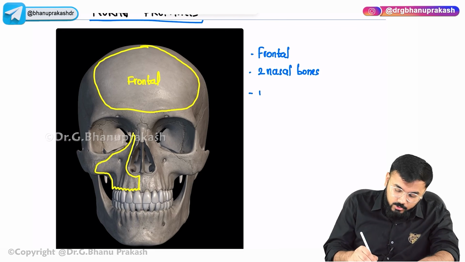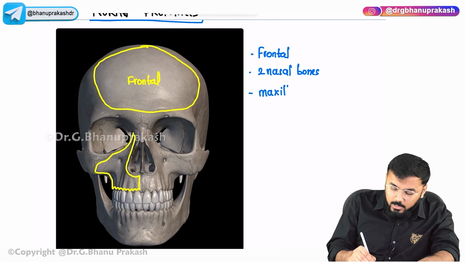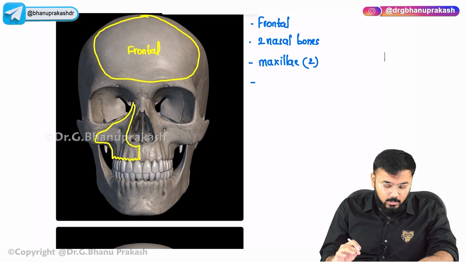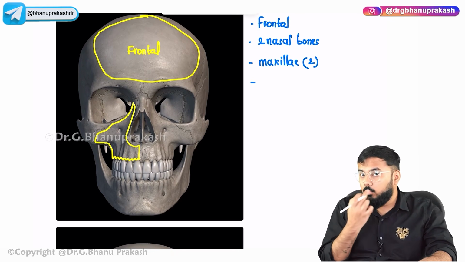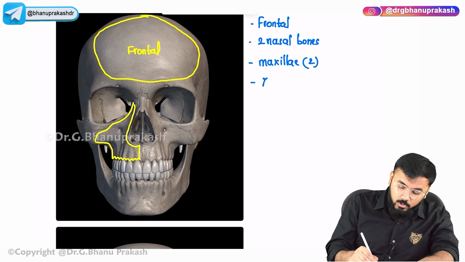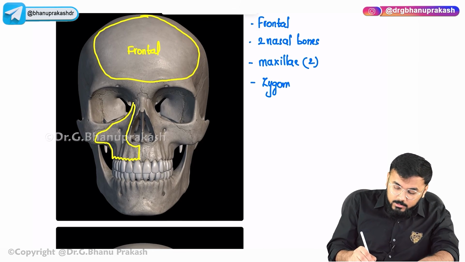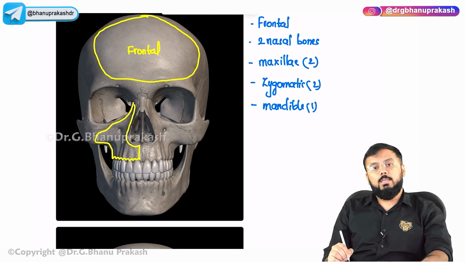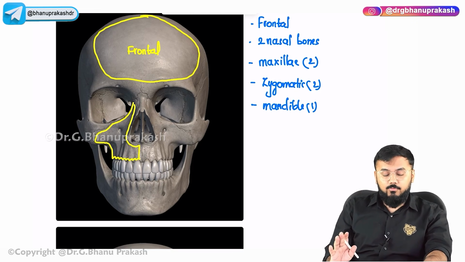Third important thing is you have got the maxilla. How many maxillae are there? There are two maxillae over here. Next, how many nasal bones we discussed? How many zygomatic, right? On both the sides you have got the zygomatic bone or cheekbone. How many are there? Two. Zygomatics are two. And how many mandibles are there? One. So all these structures together, they form norma frontalis.